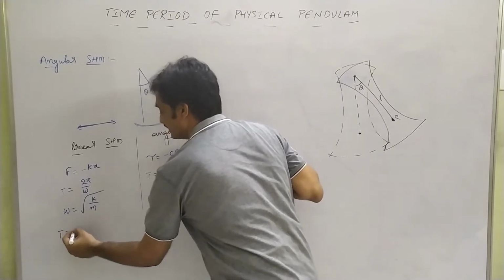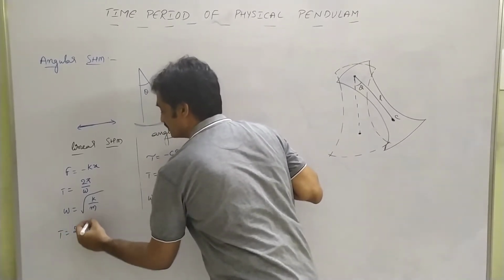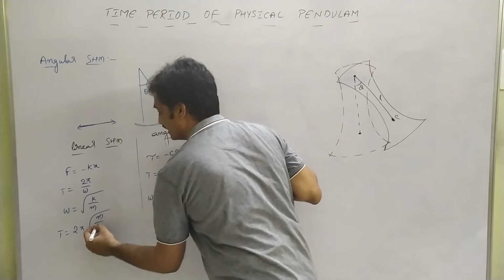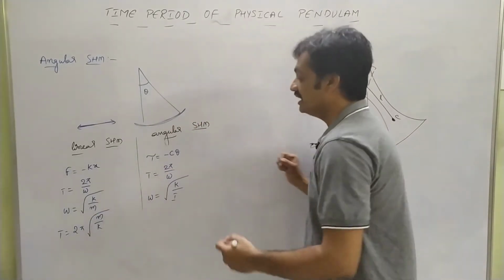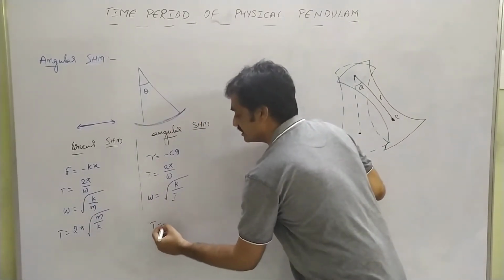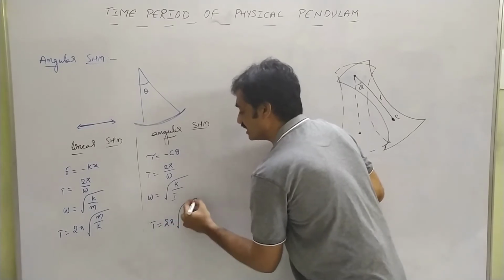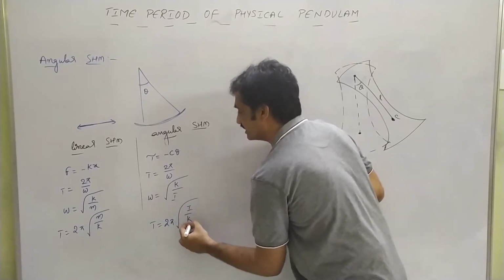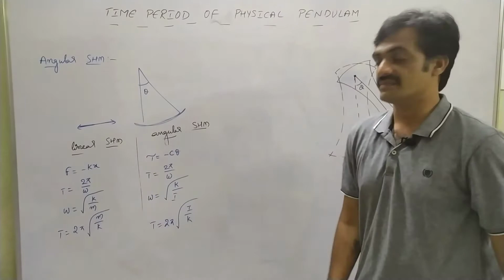Then the time period can be represented as T equals 2 pi under root of M by K in the case of linear SHM, and similarly T equals 2 pi under root of I by K in the case of angular SHM.